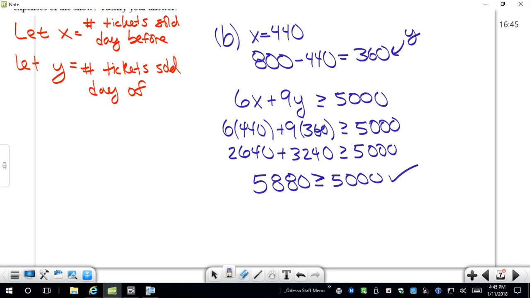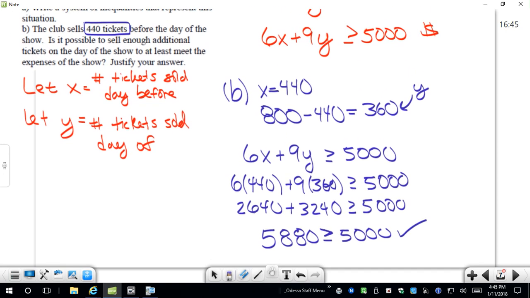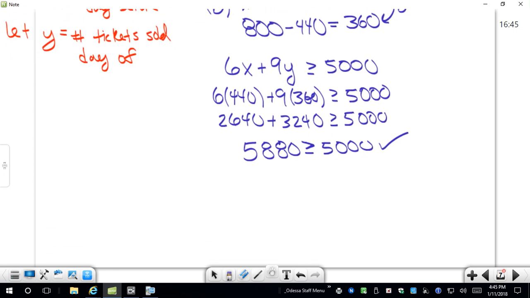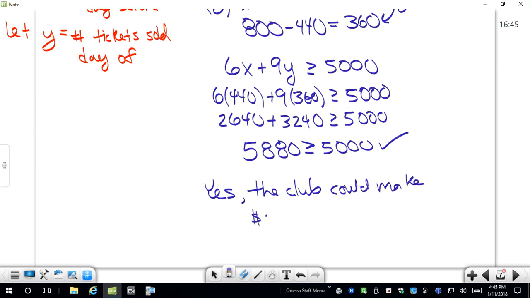So to answer the question, is it possible to sell enough additional tickets on the day of the show to meet the expenses? Yes. The club could make $5,880.